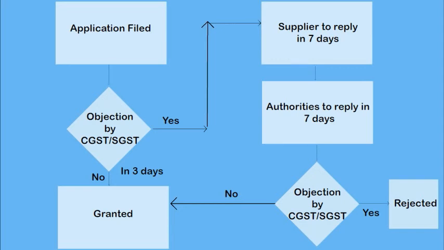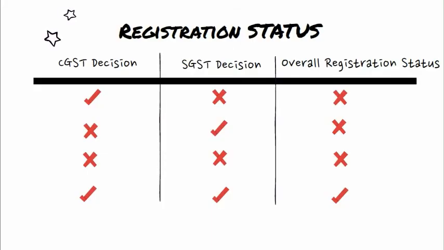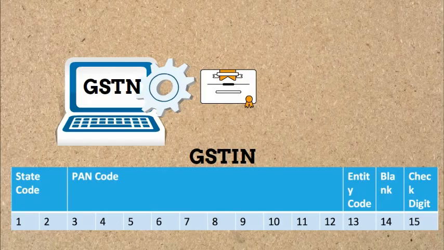Cancellation by one authority is deemed to be cancellation by the other. That is, if CGST authorities accept a registration, but let's say SGST authorities reject the registration, then the whole registration is deemed cancelled in toto. If the registration is granted, the registration certificate is automatically generated by the GSTN and the taxpayer can download it from there. And this is how a GSTN looks.